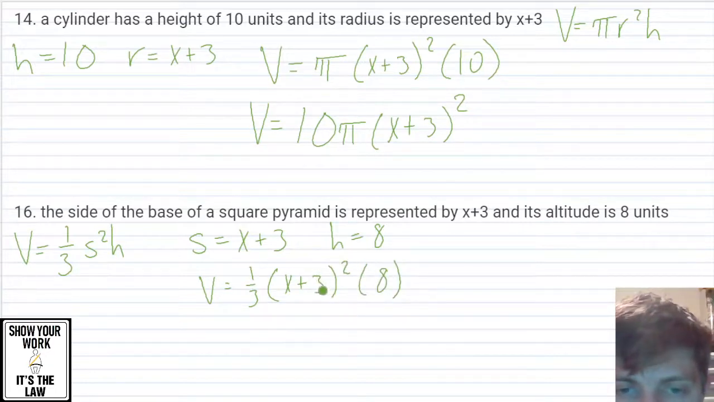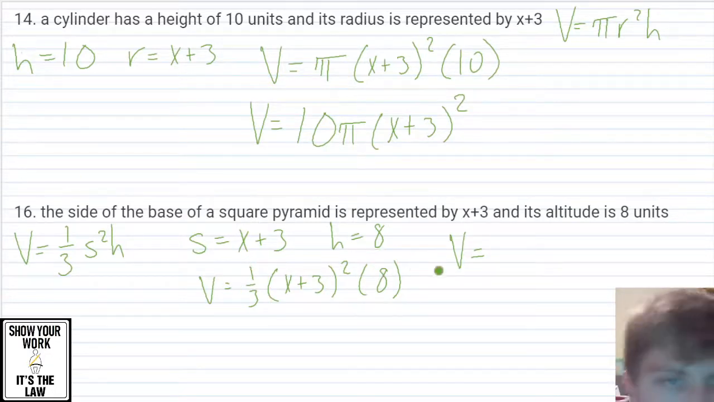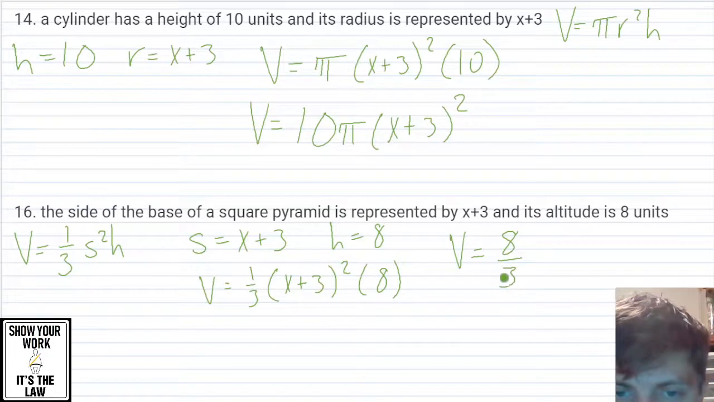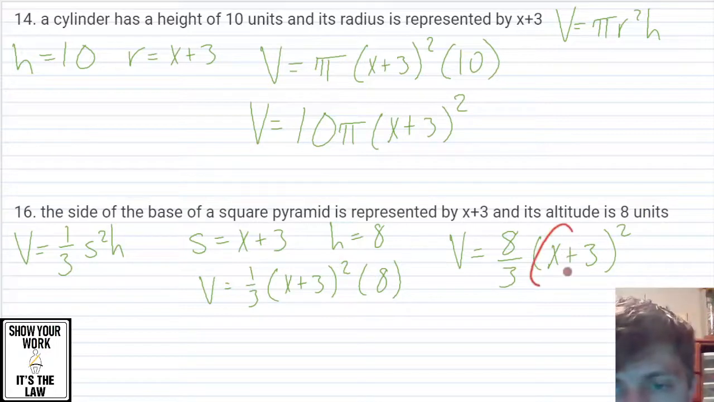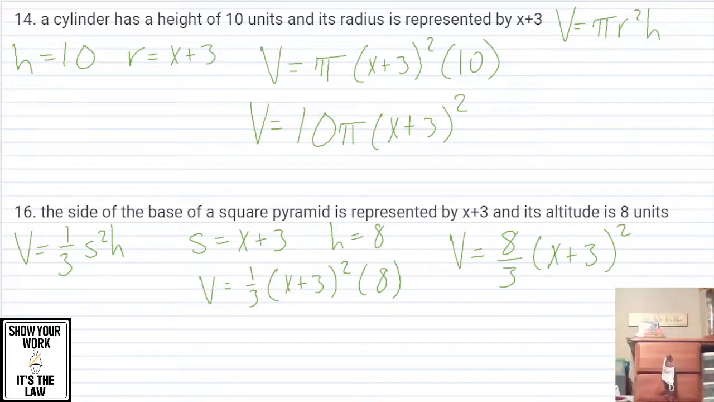And once again, we really don't want to expand it, so we'll just rearrange it to say V equals, multiply our coefficients together, so that's going to give us 8/3 times x plus 3 squared. That's going to be the volume, and all we have to do is plug in whatever x is going to be, and that'll give you the volume. All right, if you have any questions, let me know, but yeah, word problems and substitution.